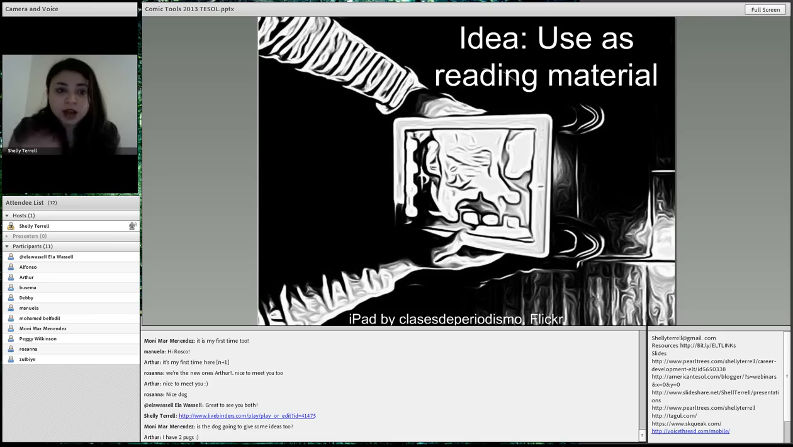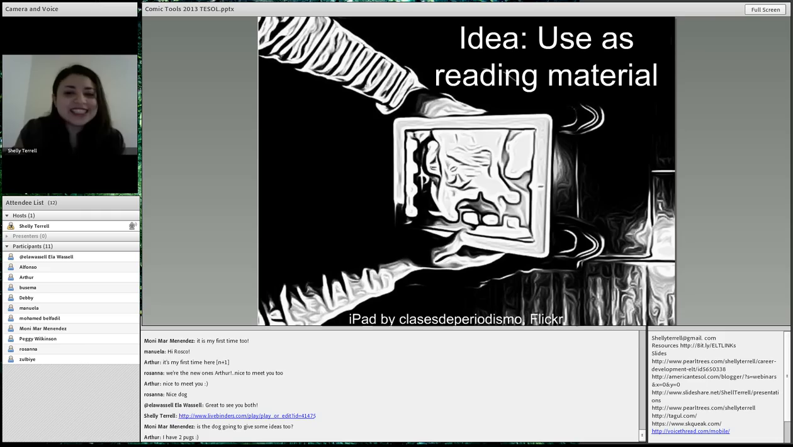There are some comic creation tools, like the speech bubble tools in particular, that are very good for adults as well. Oh, you do? You have 2 pugs? That's fantastic. Yes, the dog will be giving some ideas.